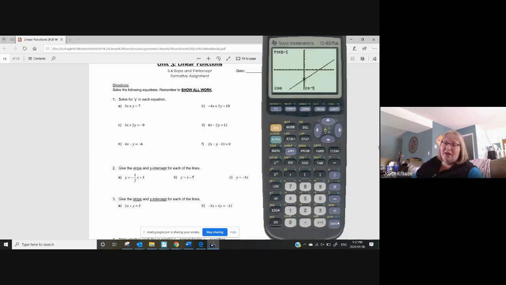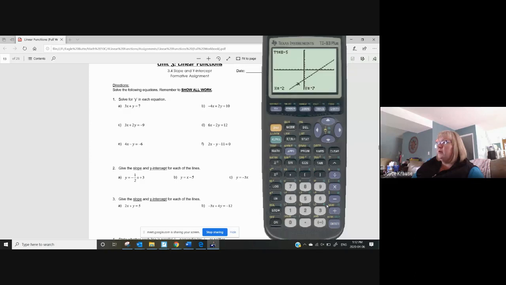Now, I know when we hit trace, it already started there. That's just because it typically defaults to that. But let's say I want to know what is the value of y when x is 2. Well, I trace at 2, y is -3. If I trace at 8, y is 3. If I trace at -2, y is -7.